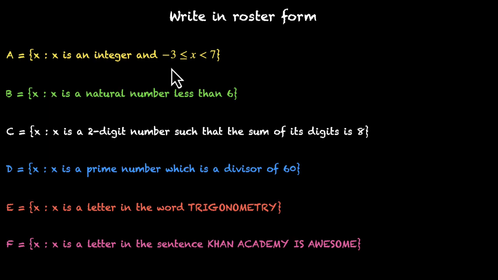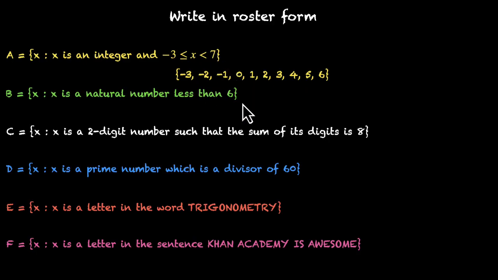Okay, so what's the answer? We want to have integers starting from -3. So this is what we have. -3, -2, -1, 0, 1, 2, 3, 4, 5, and 6. We don't have 7. That's the answer for this question. This is how we write this set in the roster form.